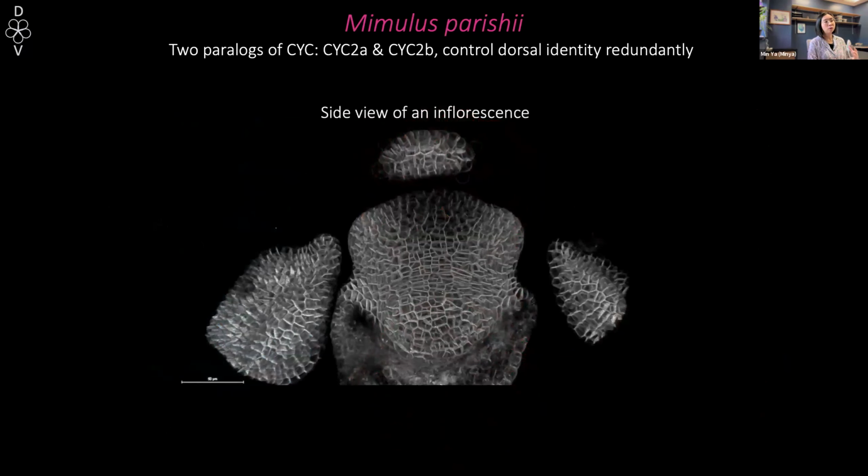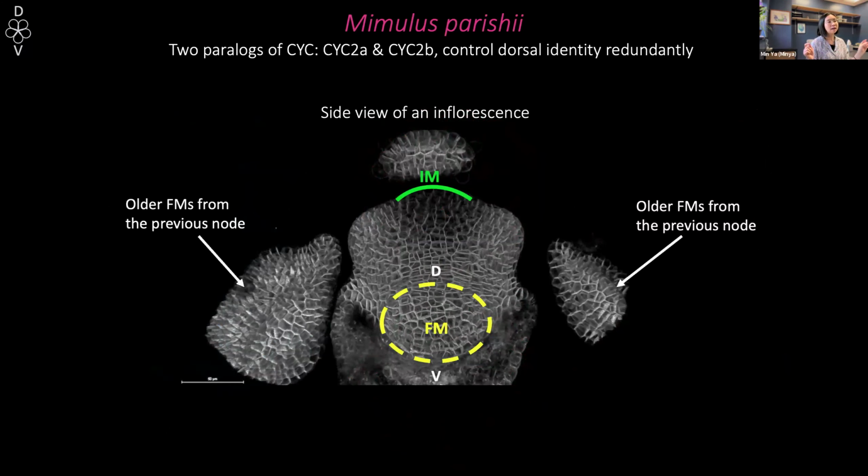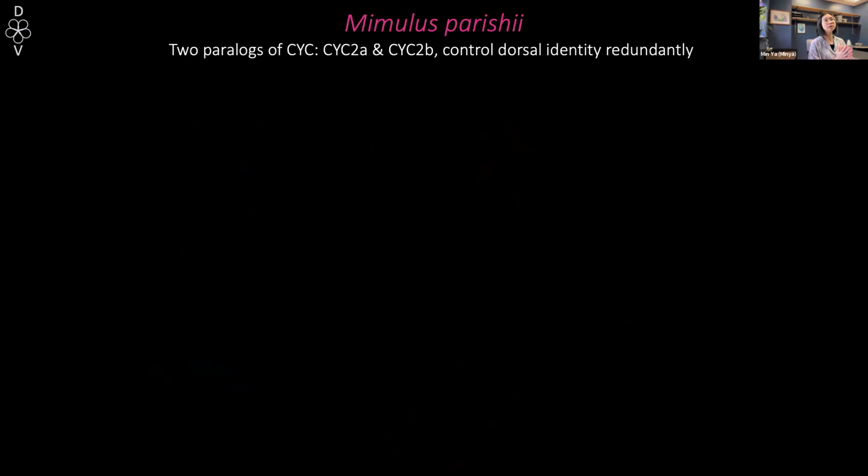To orient you for what we're going to look at, here is a side view of an inflorescence of a Mimulus. We have an inflorescence meristem on top with a baby floral meristem below it with its dorsal and ventral domain. The things on the side are from older floral meristems from the previous node, but our focus will be on this baby down here. While searching for the first appearance of cycloidea genes, the first surprise that we ran into was that, unlike what's known in Arabidopsis, the physical initiation of floral meristem in Mimulus is not accompanied by auxin maxima.